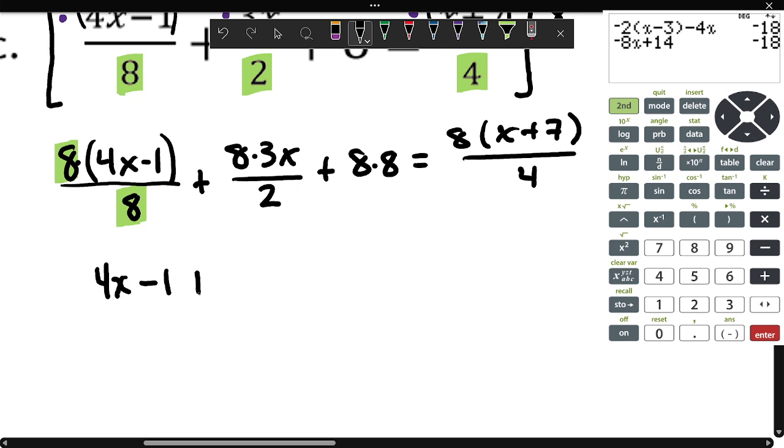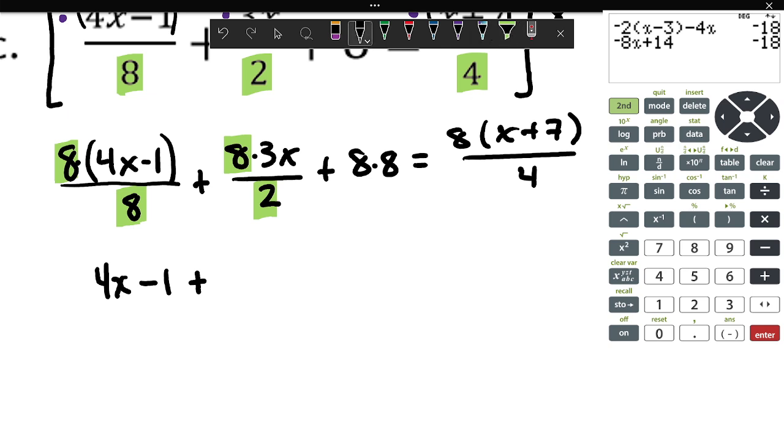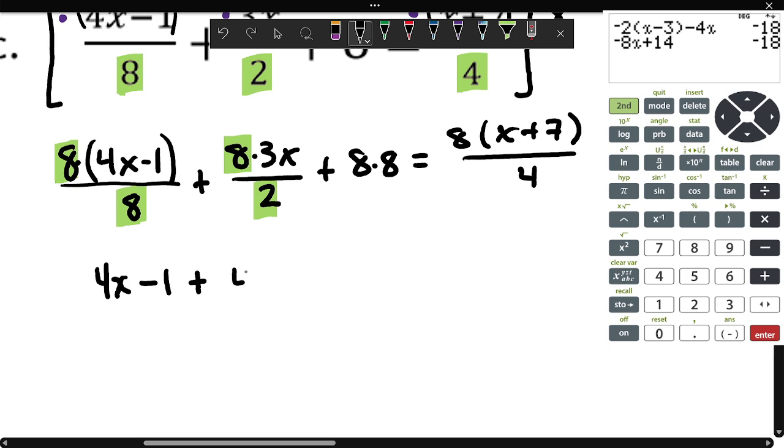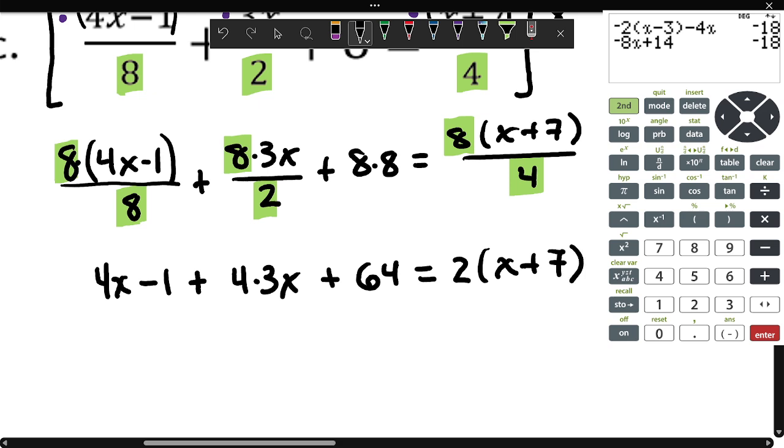For the next term, I've got a factor of 8, and I'm going to divide that by 2. 8 over 2 is not 1, but the number 4. So I can multiply that 4 times 3, and this becomes 4 times 3x. We can see where that 8 over 2 became a 4. And then plus 8 times 8 is 64. On the other side of the equation, 8 divided by 4 is going to be 2, so this becomes 2 times the quantity of x plus 7.